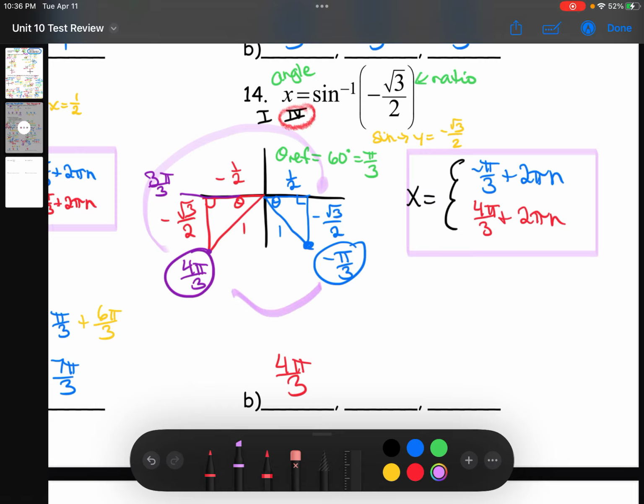Now, the next solution will be that negative pi over 3, but we can't write it as a negative pi over 3. We have to write it as its positive angle. So that will be negative pi over 3 plus 6 pi over 3. So that is equivalent to 5 pi over 3. And then that third solution would be the first one, 4 pi over 3, adding 2 pi. So that would end up being 10 pi over 3. And there are your first three positive solutions.